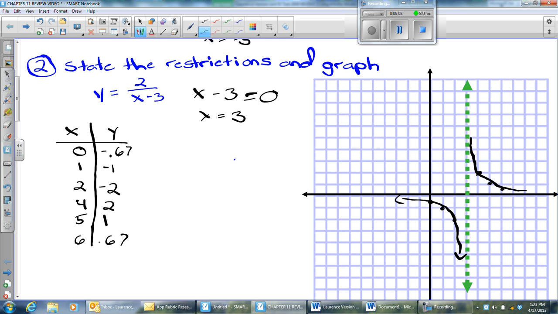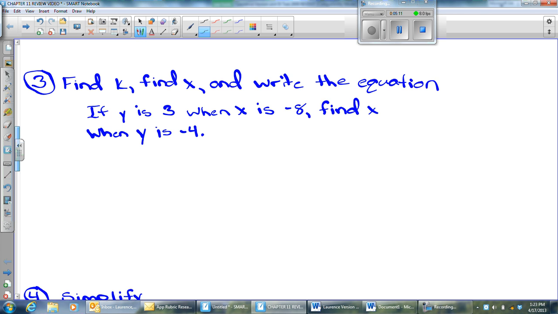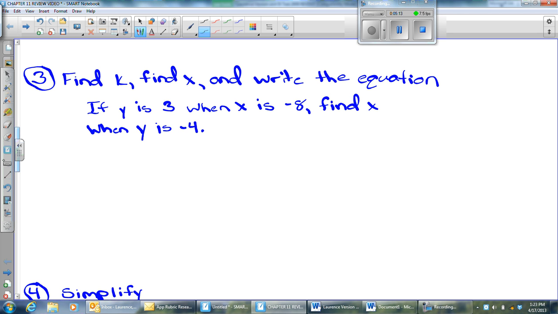Now, most of you got number 1 and number 2 correct, which is good because that was the first thing we did. I was hoping you guys didn't forget. Now, the third one. A handful of you were confused with this one. It says if y is 3 when x is -8, find x when y is -4. So the formulas we could use are y equals k over x or y times x equals k.